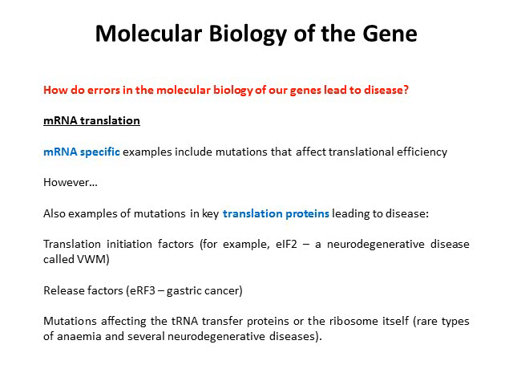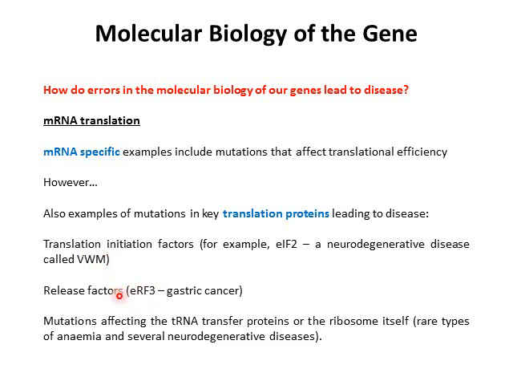Similarly, errors in mRNA translation can lead to disease also. For example, mutations in a translation initiation factor. So this is a protein required for the initiation of translation. In other words, it kickstarts ribosomes along mRNA to make protein. This is EIF2, eukaryotic initiation factor 2. If you have mutations in this gene, you will go on to develop a neurodegenerative disease called VWM, vanishing white matter.